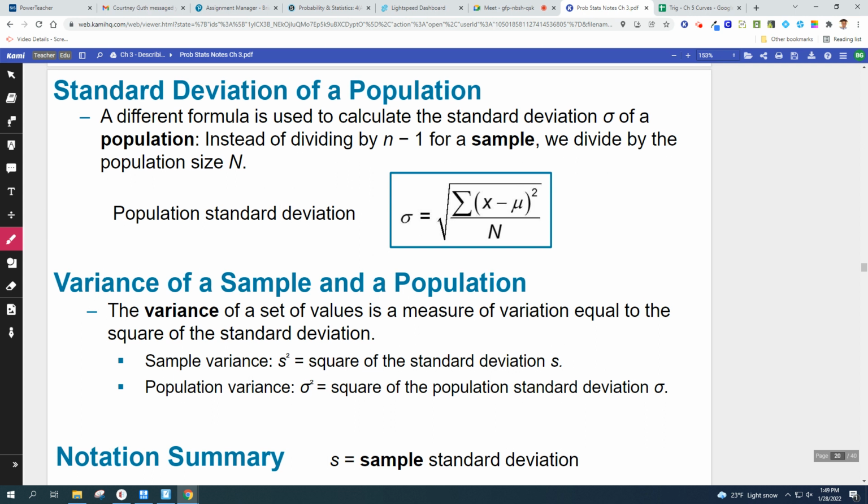Now we talk about standard deviation of a population. A different formula is used. Okay, instead of dividing by n minus 1, we divide by the capital N. So remember what capital N was. Capital N was the number in the population. Little n was the number in the sample, but capital N was the number in the population. So it looks like a completely different formula, but we've got a lot of the same elements here. We've got this square root, and we've got this sigma, and we've got this difference, and mu was the mean, right? And so it's really very similar, except we're dividing by this big N instead of n minus 1.